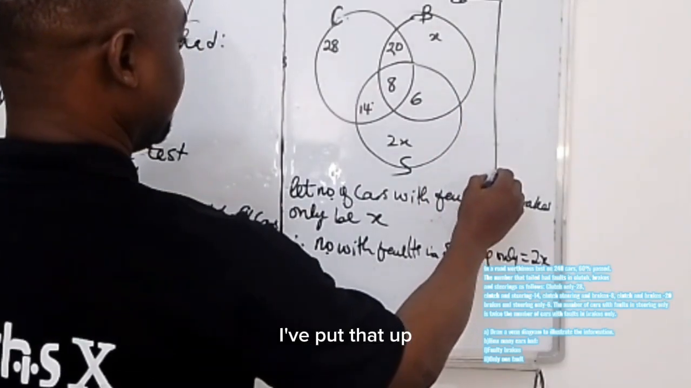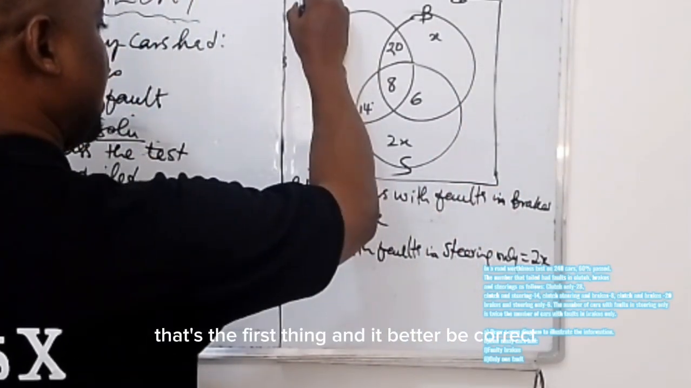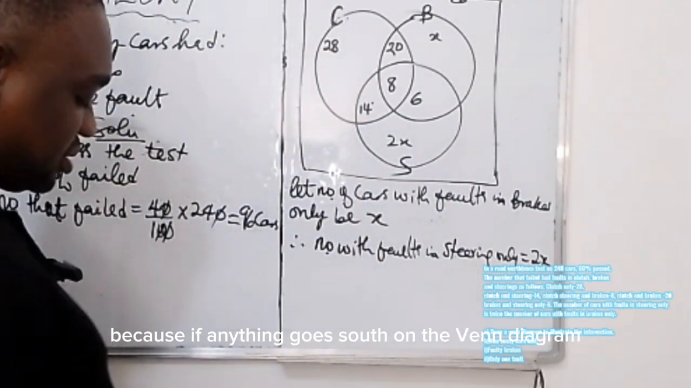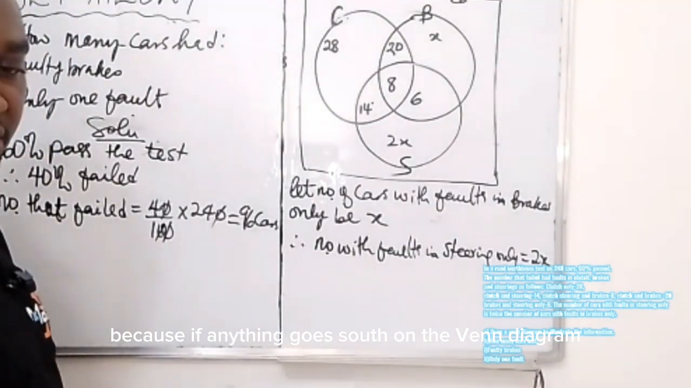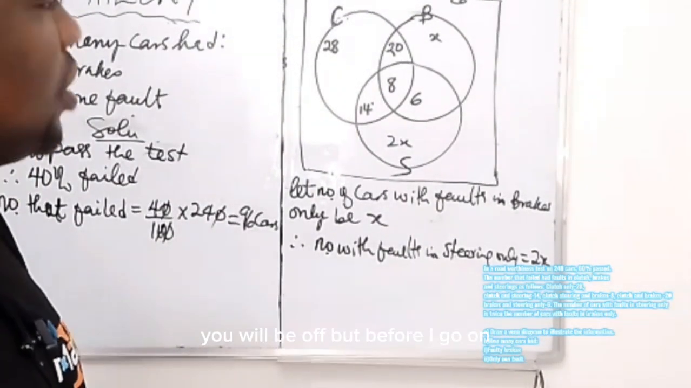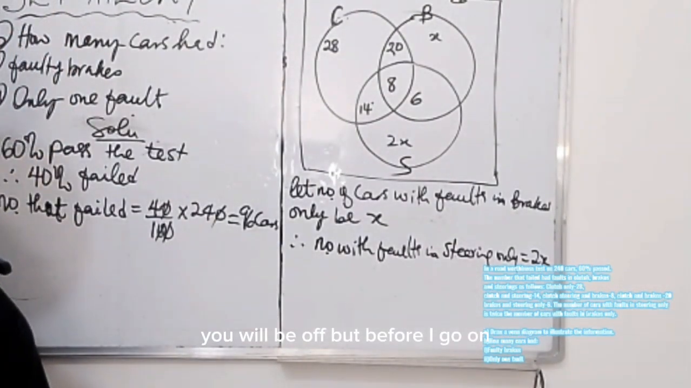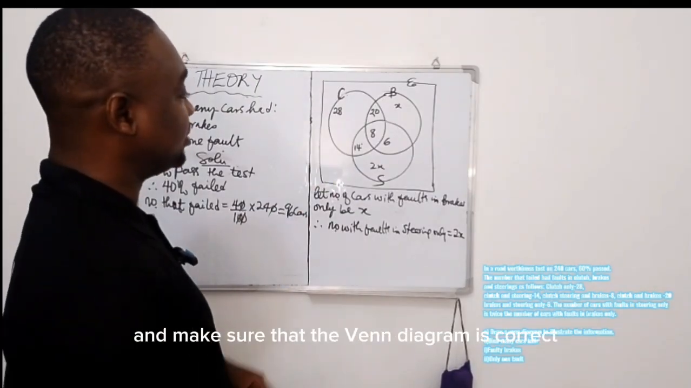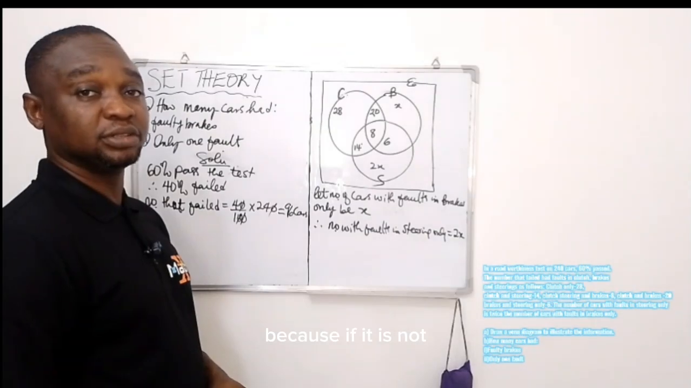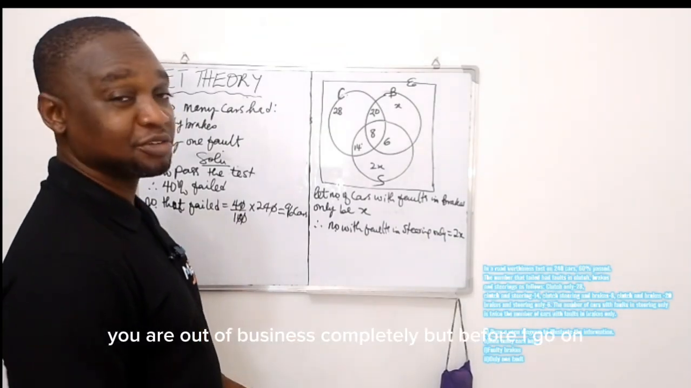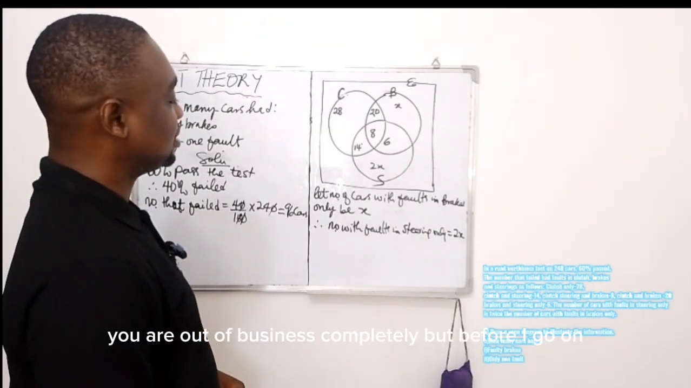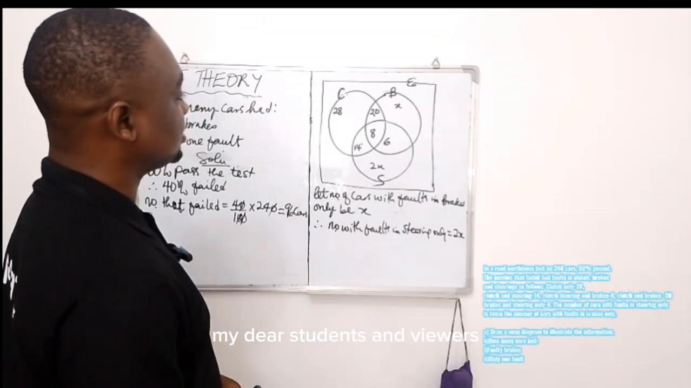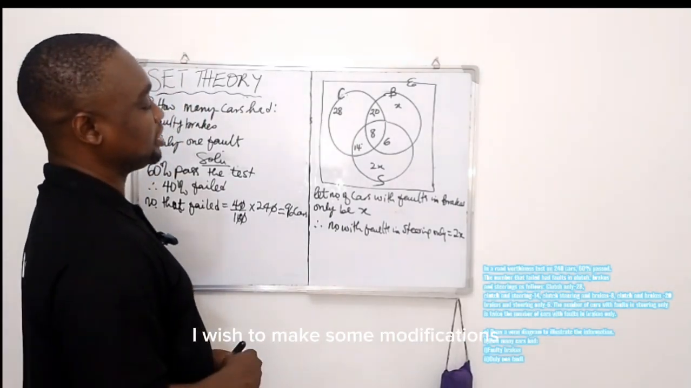I've put that up. That's the first thing. And it better be correct, because if anything goes south on the Venn diagram, you will be off. Make sure that the Venn diagram is correct, because if it is not, you are out of business completely. But before I go on, my dear students and viewers, I wish to make some modifications.